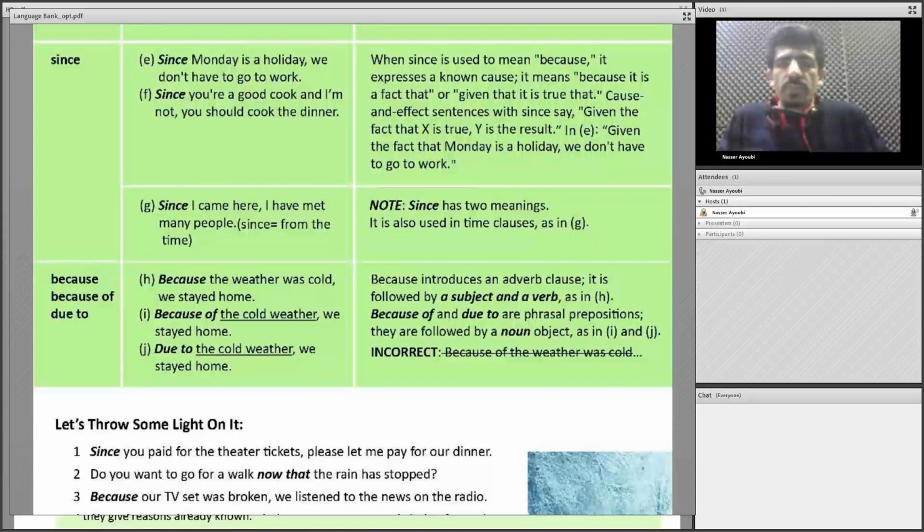Because of and due to are phrasal prepositions. They are followed by a noun object, as in I and J. So we never ever can say because of the weather was cold. Never. It is a mistake that most of the students probably make, but please note this.